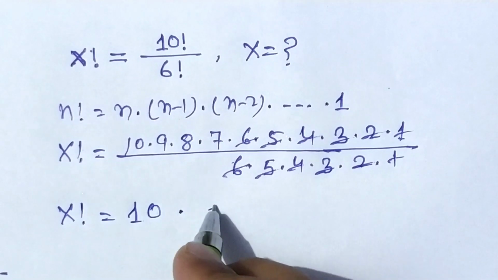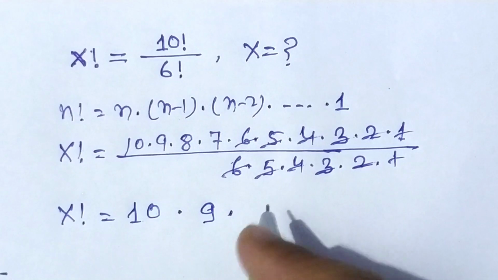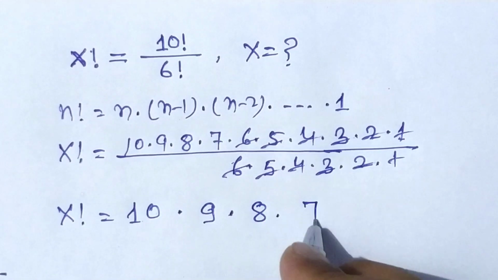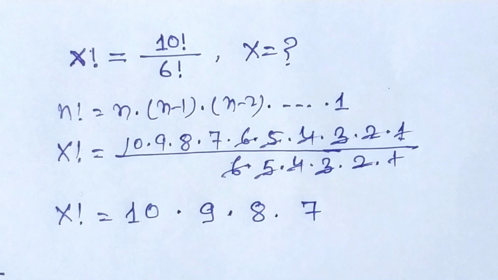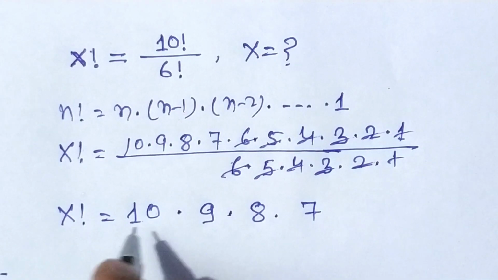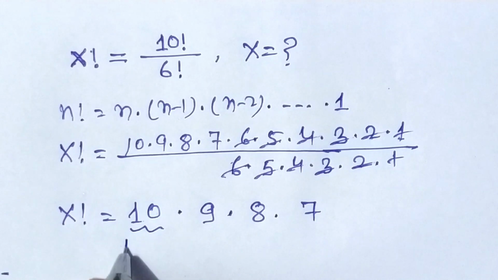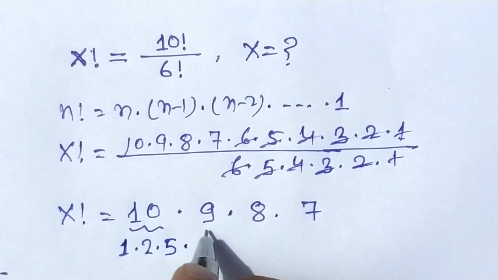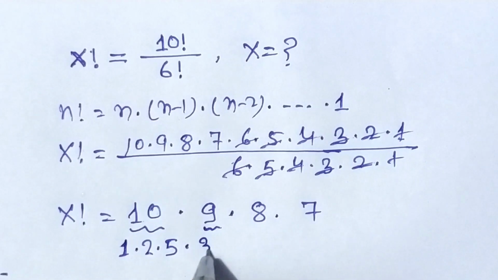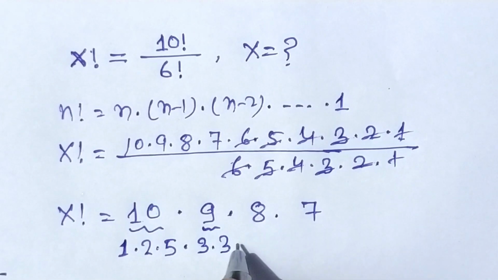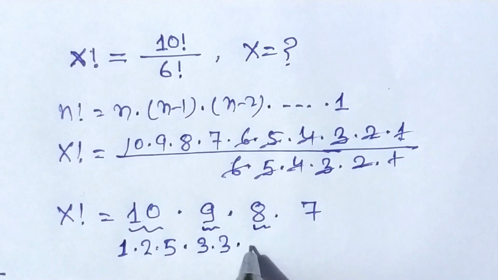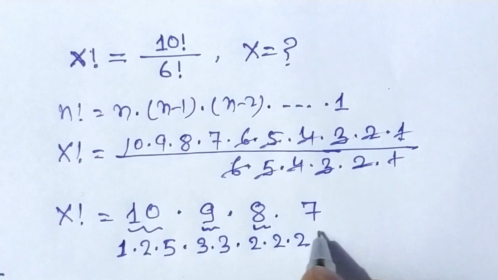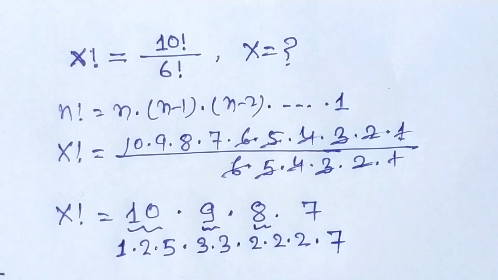10 into 9 into 8 into 7. Now we can write 10 as 2 into 5, 9 as 3 into 3, 8 as 2 into 2 into 2, and 7 as 7.